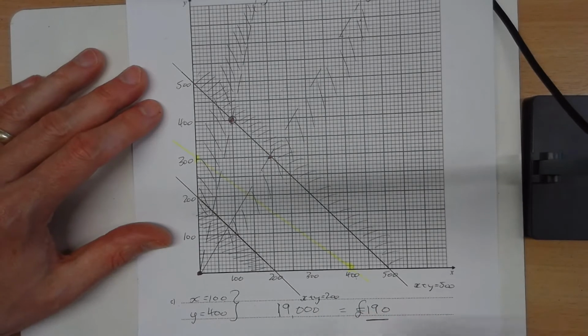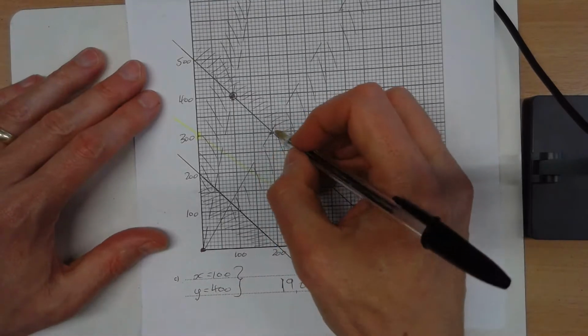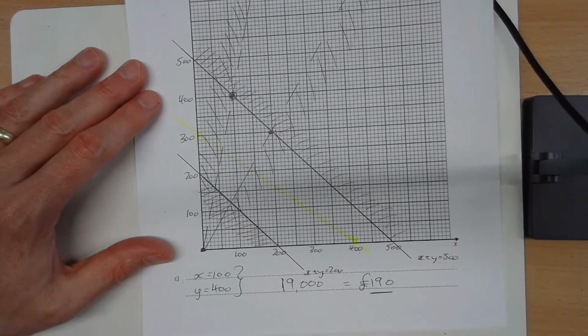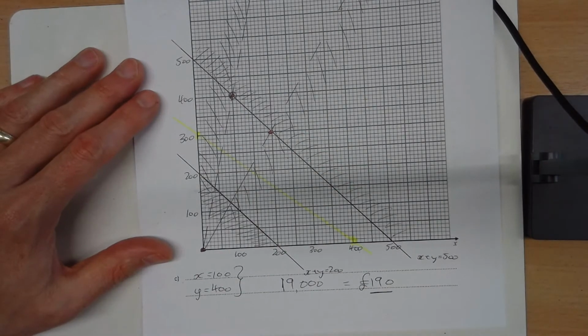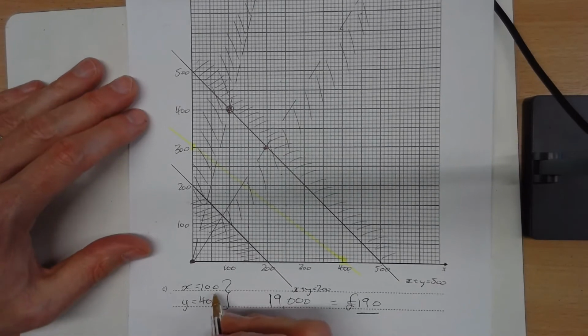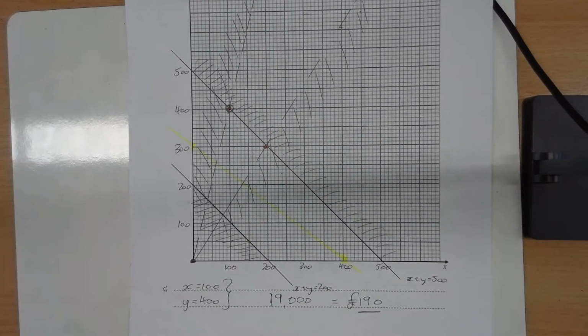And if you wanted to check other ones, one to check might be that one there. So that's at 200, 300, and that actually ends up having a slightly lower profit, doesn't it? So I think that what they should do is 100 of type A, 400 of type B, and make a grand profit of £190.